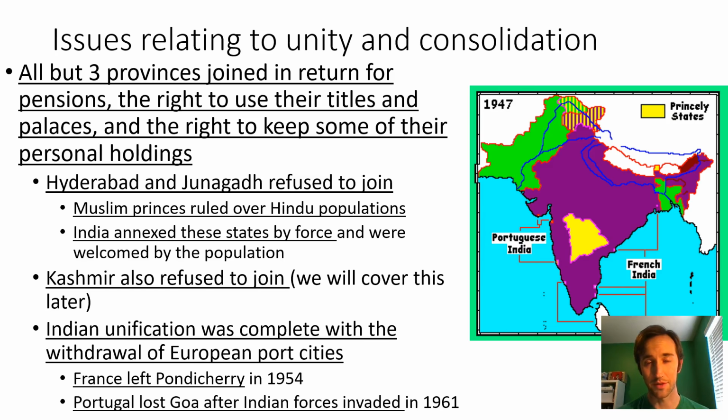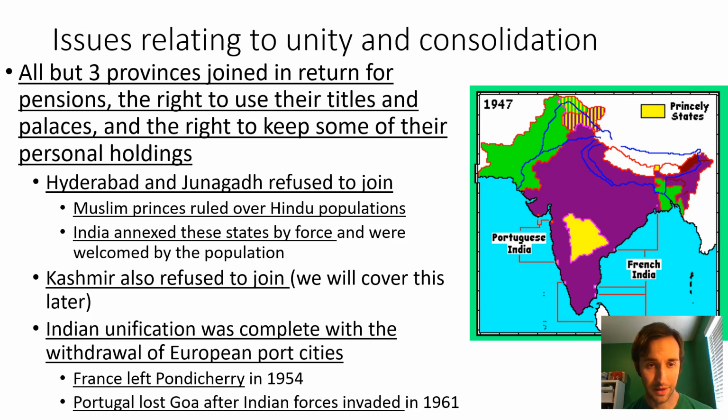All but 3 provinces joined in return for this deal of pensions. They get kind of a government paycheck, the right to use their titles and palaces. They get to stay prince, and the right to keep some of their personal holdings, so some of the money that they were using as princes. So they get to basically retain their lifestyle.